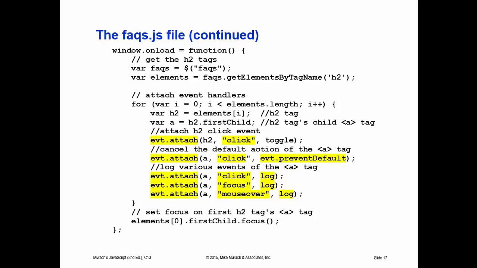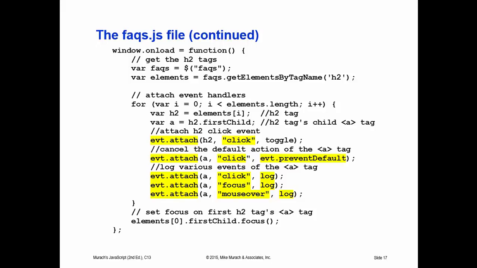It also attaches the EVT object's prevent default method, as we talked about before, to the anchor tag's click event, which prevents the page from reloading when one of the FAQ items in there is clicked. Next, the code attaches the log function to the click, focus, and mouseover events of the anchor tag. So really, the logic of the event handler is pretty much the same as it was back in Chapter 5. Here, though, remember, the log function sends the event object it receives to the console panel so you can take a look at it, review it, etc.